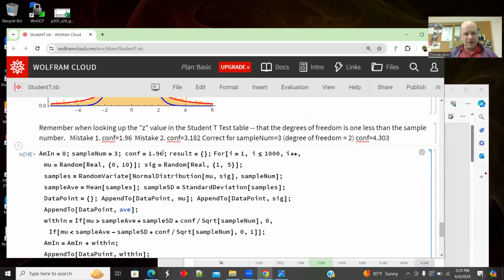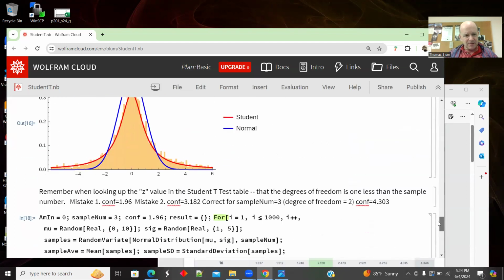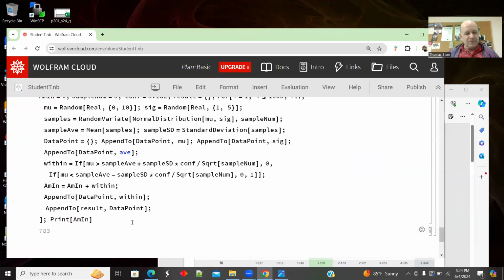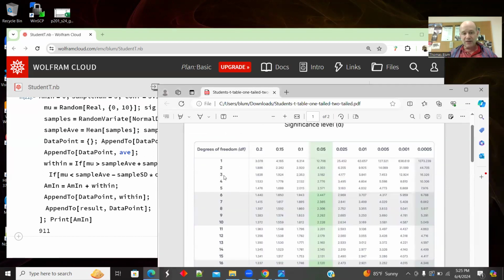So then I came in here and replaced my 1.96. And this is wrong. The 1.96 was wrong. This is also wrong. And then we'll fix it. But there's 910. No, that's not too far from the 950. But as I hover around it, I'm not getting 950. I'm pretty consistently below 950. And that's because the degrees of freedom and the sample number are not the same. So my sample number was 3, but my degrees of freedom is supposed to be 2.